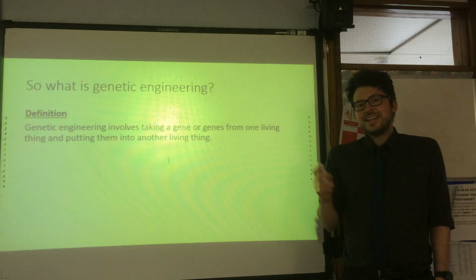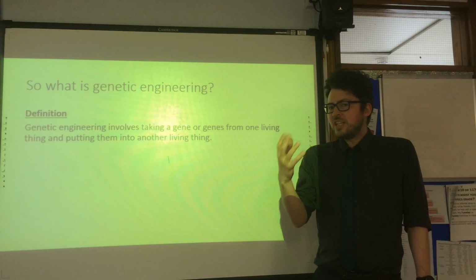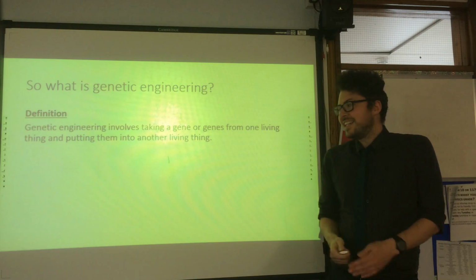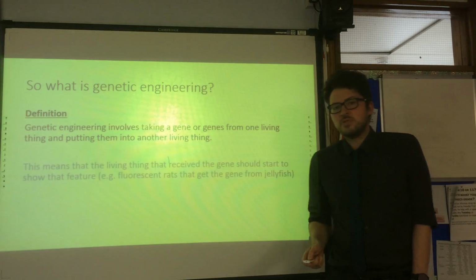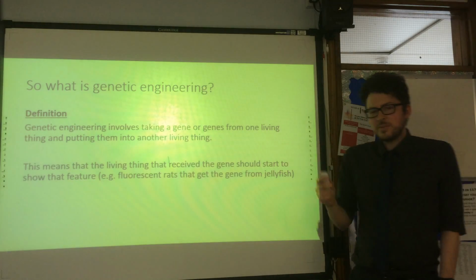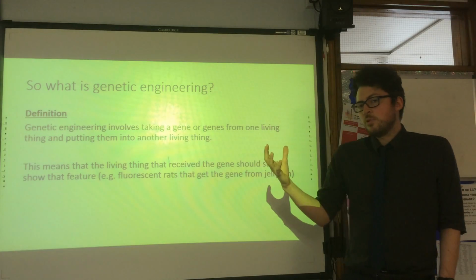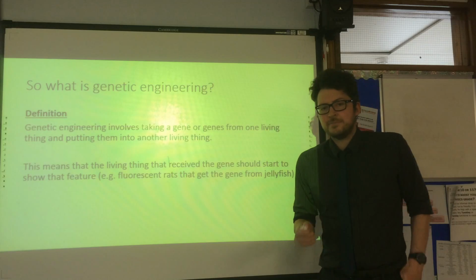So we're looking at a simple definition of genetic engineering. All it is that we've removed a gene, which is a piece of DNA for a feature from one organism, and inserted it into a different organism. So this means that that new organism would display that feature. For example, fluorescence in rats.